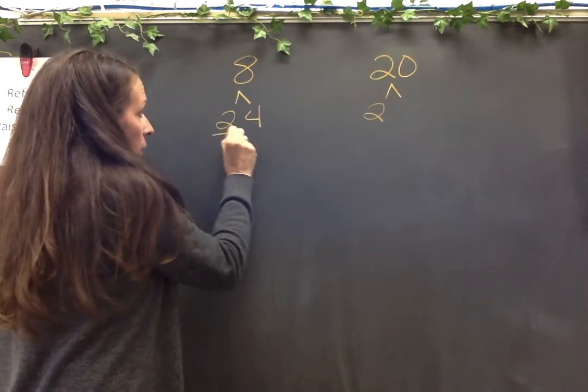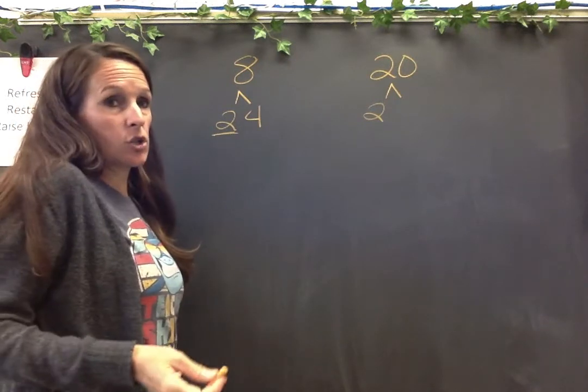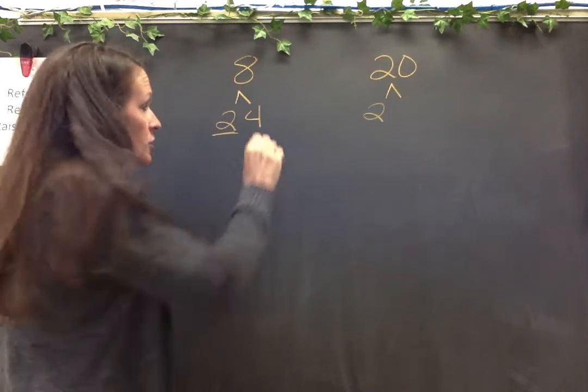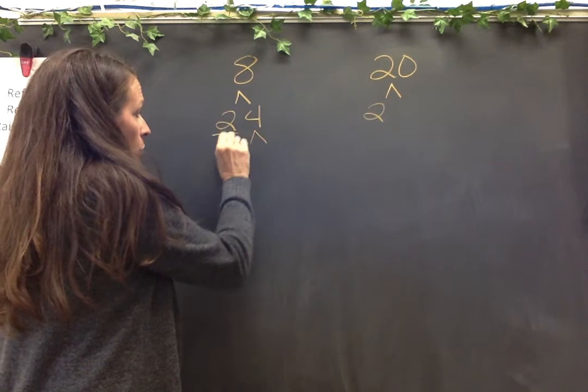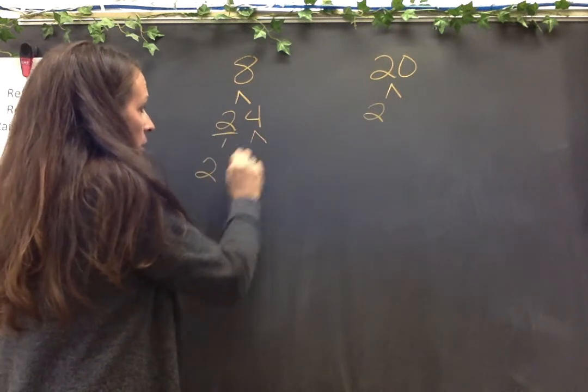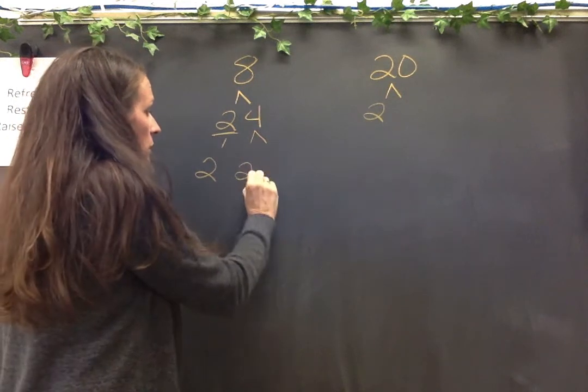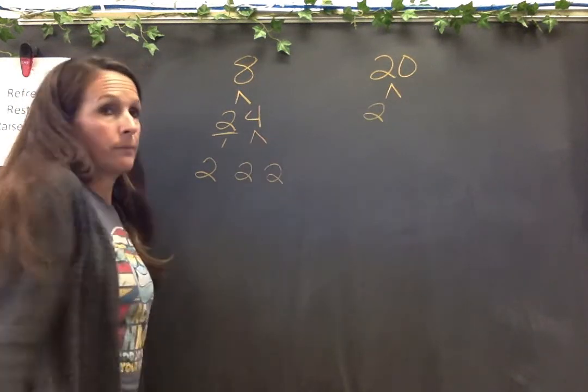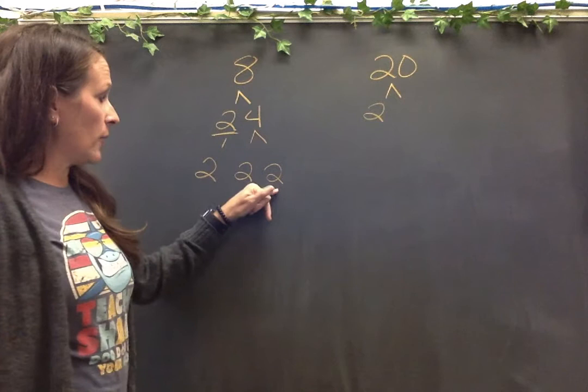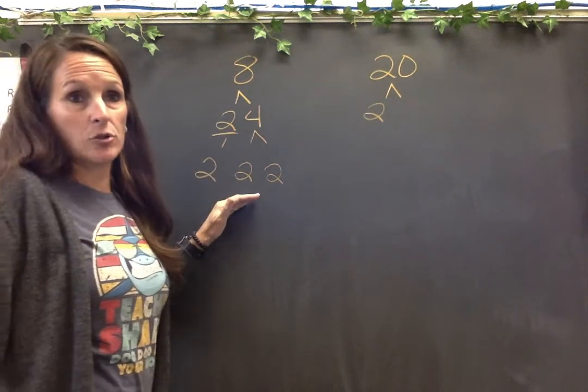Now, 2 is a prime number, so I'm done with that branch, but 4 is not. So I need to break down 4 even more. So I can bring my 2 down again. 2, I'm going to start with 2 again because that's my favorite number. 2 times 2 is 4. Now down here, I'm down to all prime numbers, so I'm done with this factor tree.